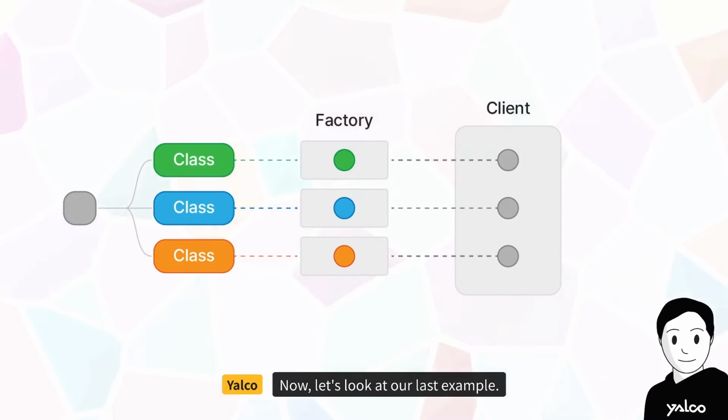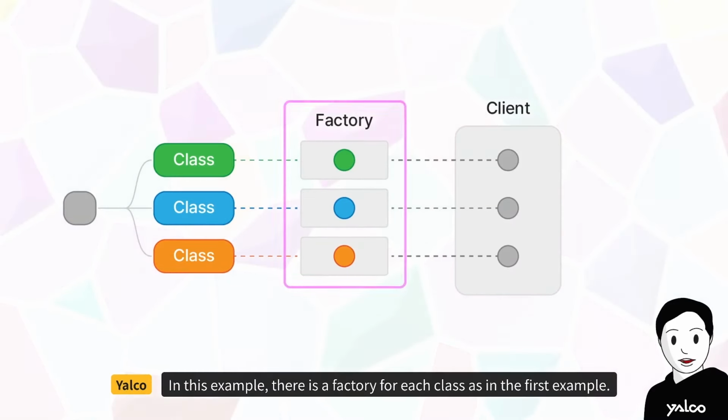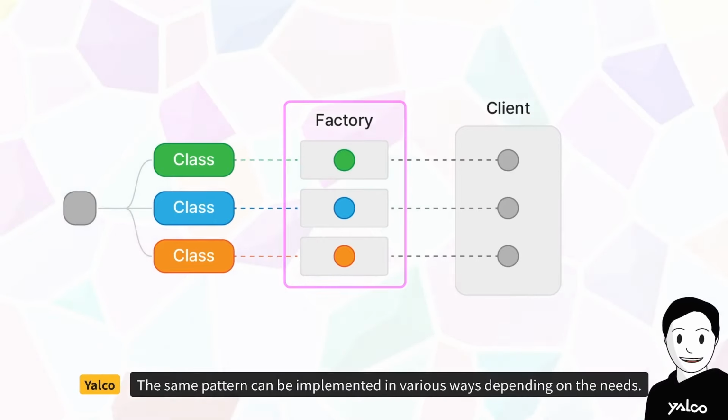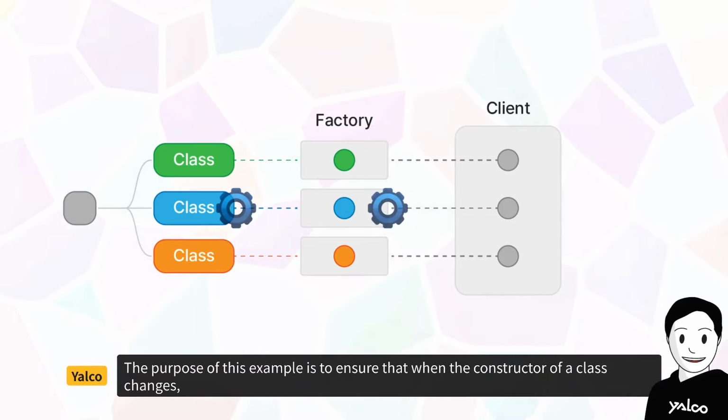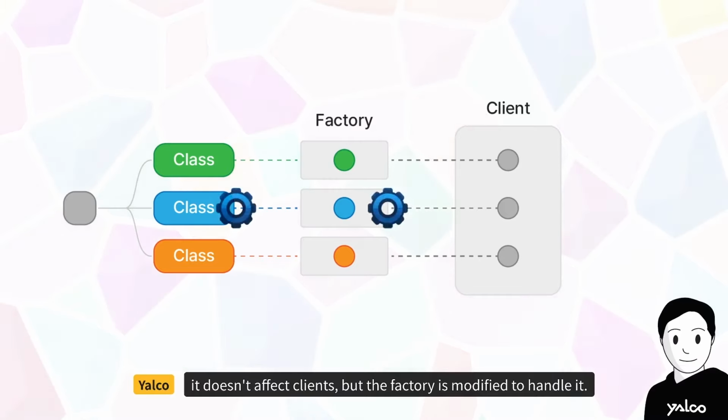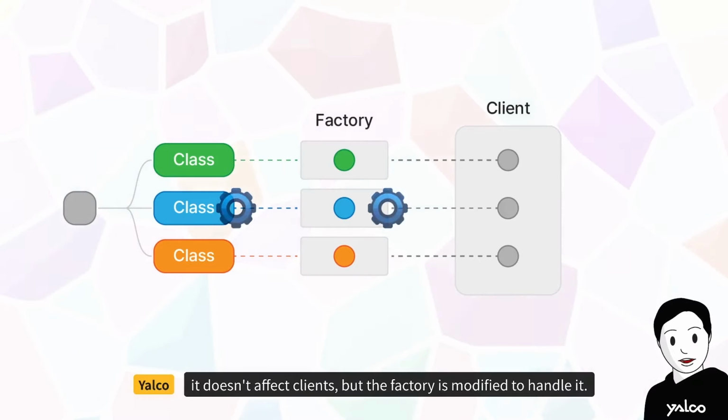Now, let's look at our last example. In this example, there is a factory for each class, as in the first example. The same pattern can be implemented in various ways depending on the needs. The purpose of this example is to ensure that when the constructor of a class changes, it doesn't affect clients, but the factory is modified to handle it.